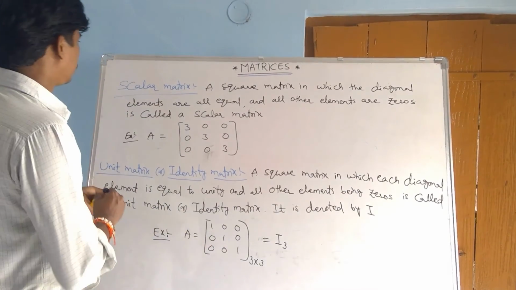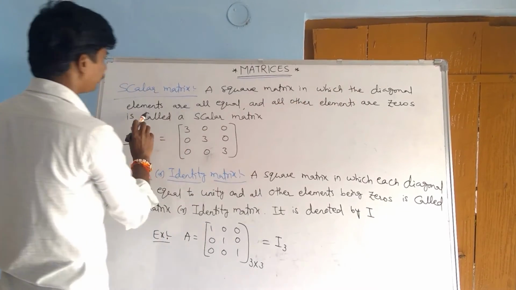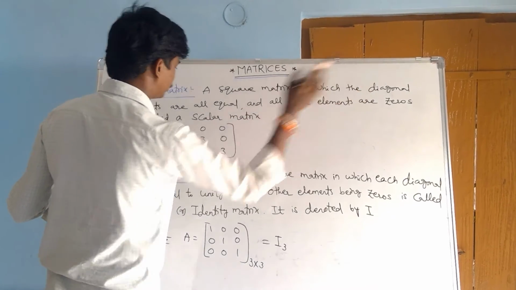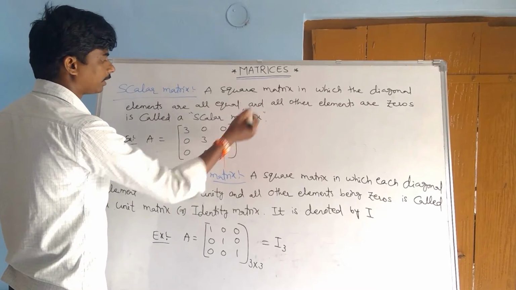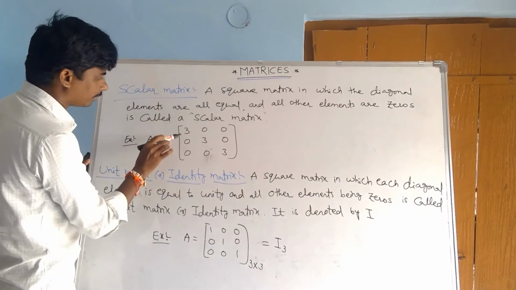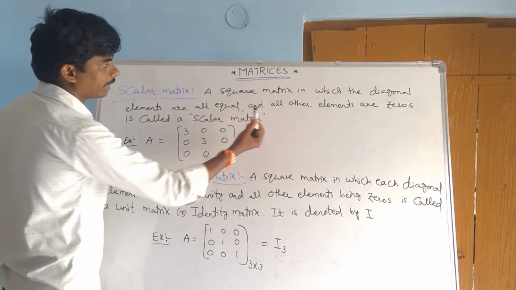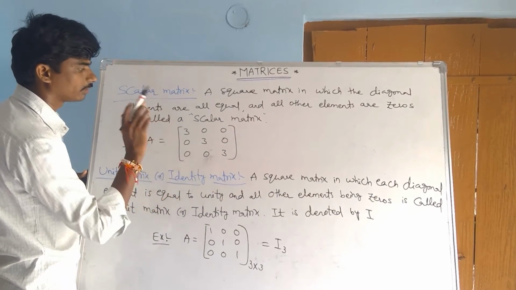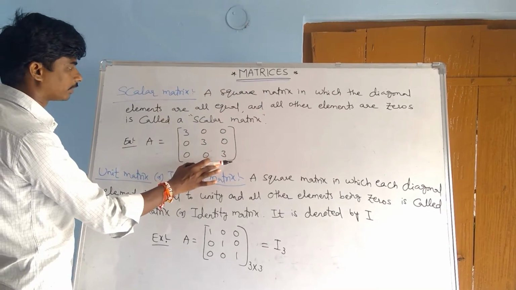Next, scalar matrix. A square matrix in which the diagonal elements are all equal and all other elements are zeros is called a scalar matrix. See here, it is a square matrix in which the diagonal elements 3 3 3 are equal. These are not equal here, and all other elements are zeros. Diagonal elements are the same value. This is the square matrix in which the diagonal elements are equal, a scalar matrix.